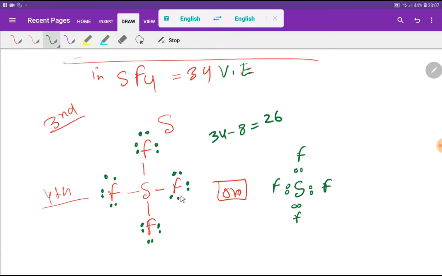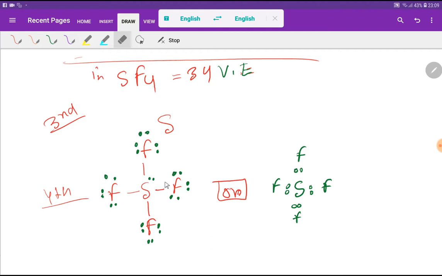So look at here, we have used 2, 4, 6, then 6, 12, 18, then 20, 22, 24, but we have 26, so 26 minus 24, that is we have 2 left. These 2 electron will come over this sulfur, right? So look at here, this fluorine has 8, right? The 2, 4, 6, 8, but this sulfur, 2, 4, 6, 8, 10, this sulfur has 10 valence electron in its valence shell. This is because of the presence of d orbital in the valence shell, right?